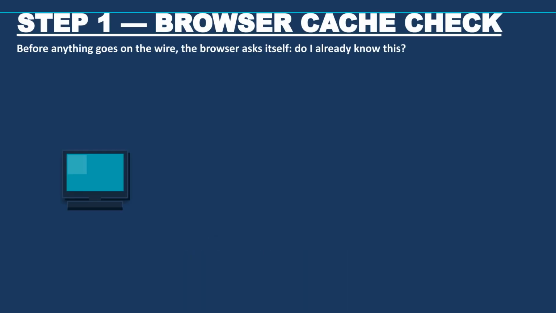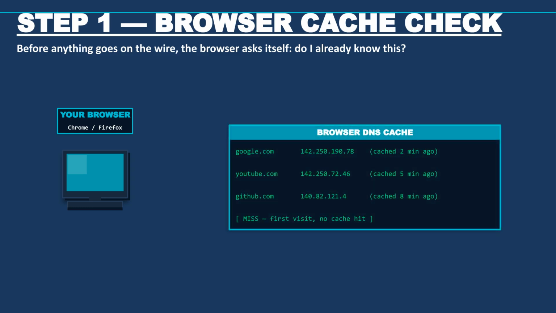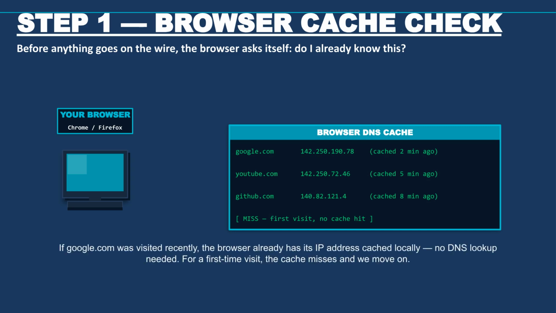Step 1 is the browser cache check. Before going to the network, your browser checks its local DNS cache. If you visited google.com recently, the IP address is cached, and we skip the DNS lookup. If it's a first visit, the cache misses, and we move on.